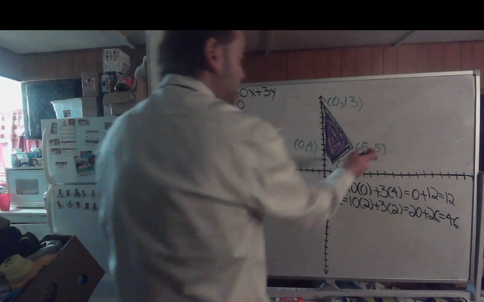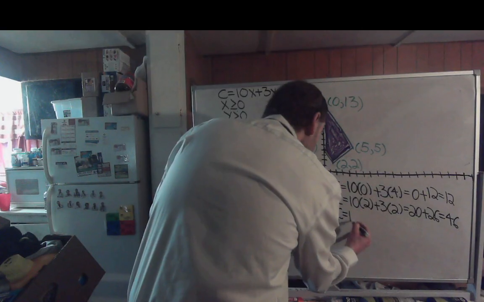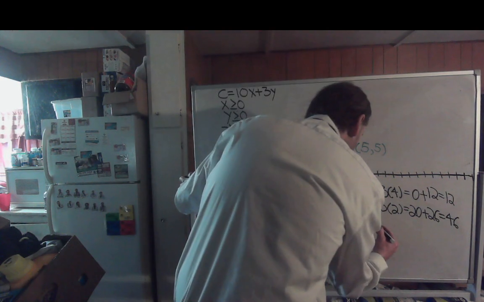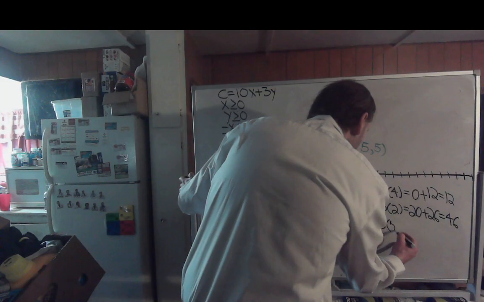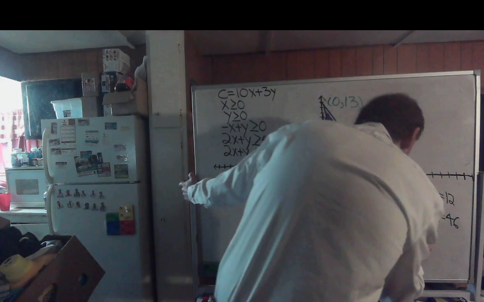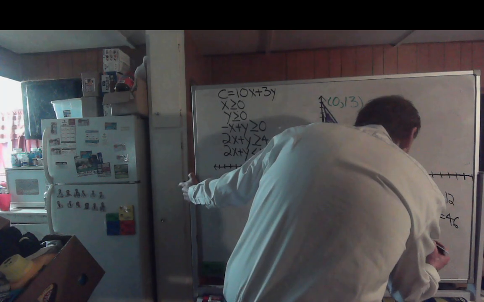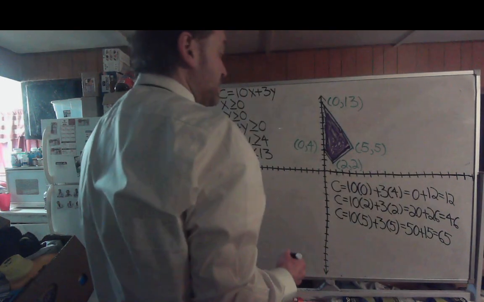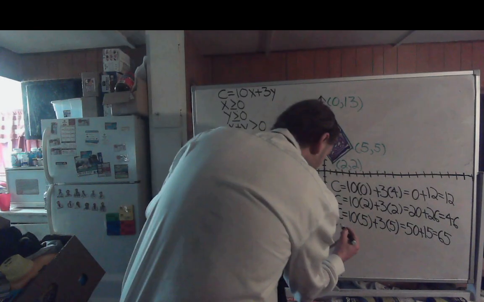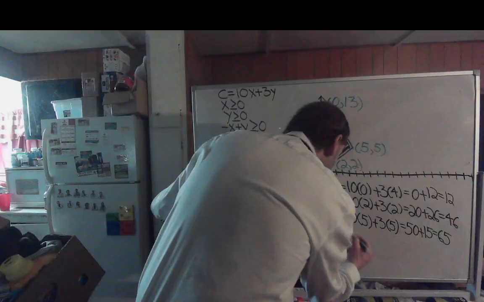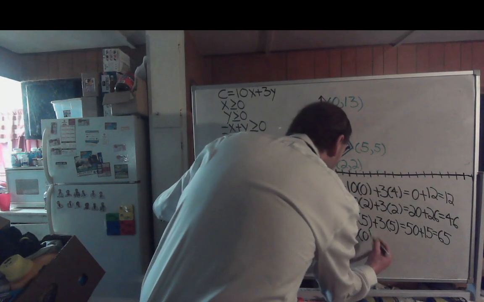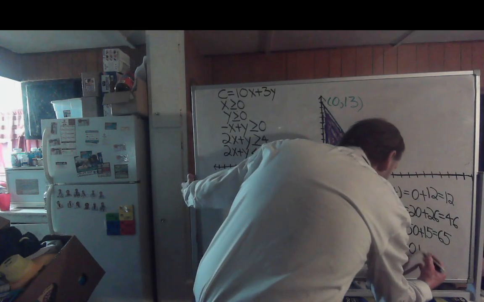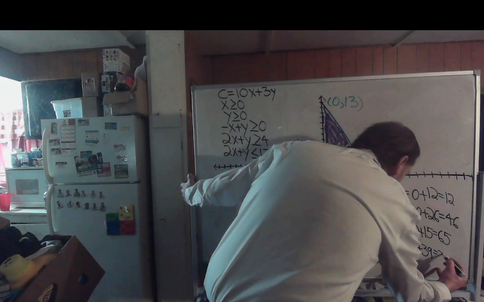Then put in 5, 5 for your coordinates. C equals 10 times your x coordinate of 5 plus 3 times your y coordinate of 5. So that would end up giving you 50 plus 15, which would end up giving you 65. And then last but not least, you would have the coordinate 0, 13. So C equals 10 times your x coordinate of 0 plus 3 times your y coordinate of 13, which would be 0 plus 39, which would just give you 39.